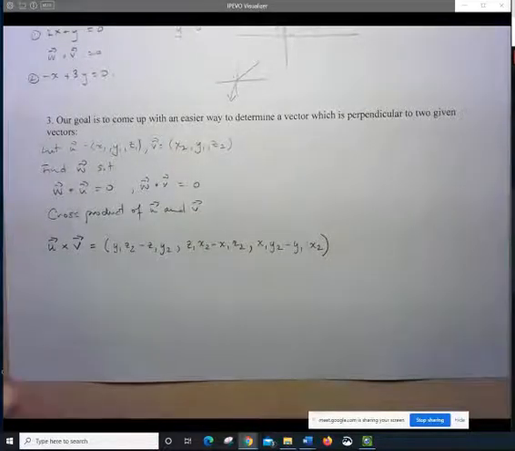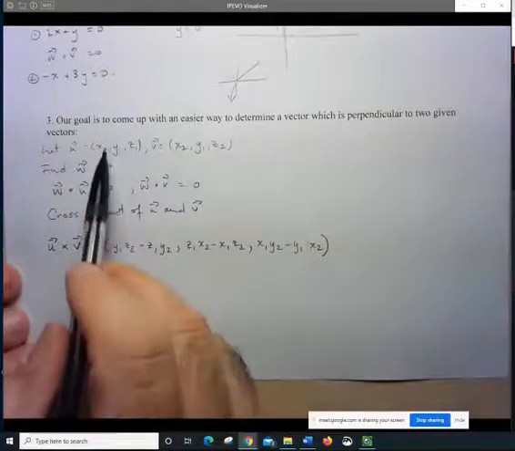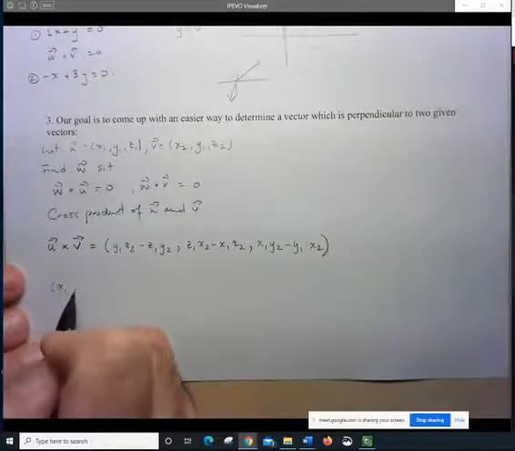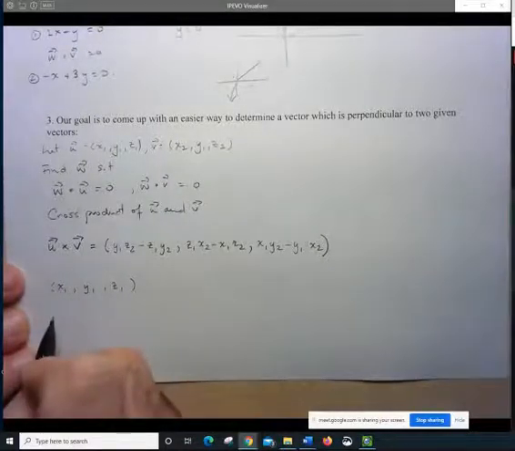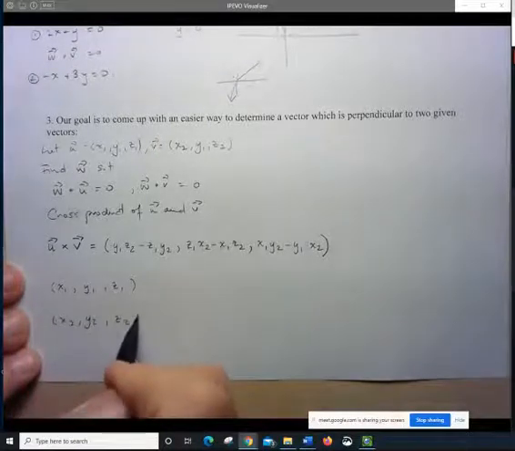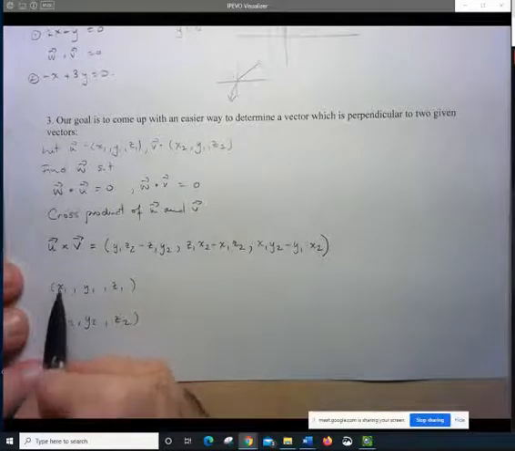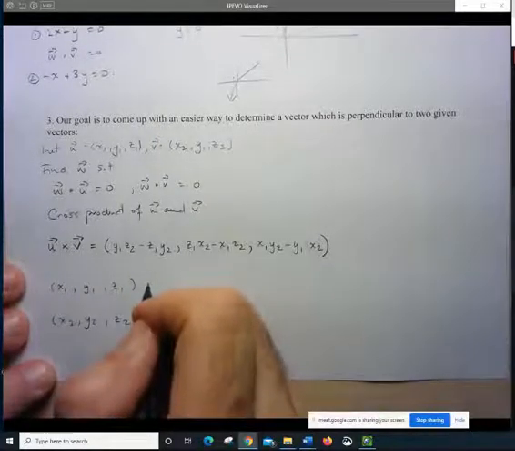All right. So let me show you my trick. Okay. So my trick is I place the two vectors one on top of the other. So x1, y1, z1. Okay. And then x2, y2, z2. And you'll see in a second why I do this: I take the x components and I rewrite them to the right of the z's.